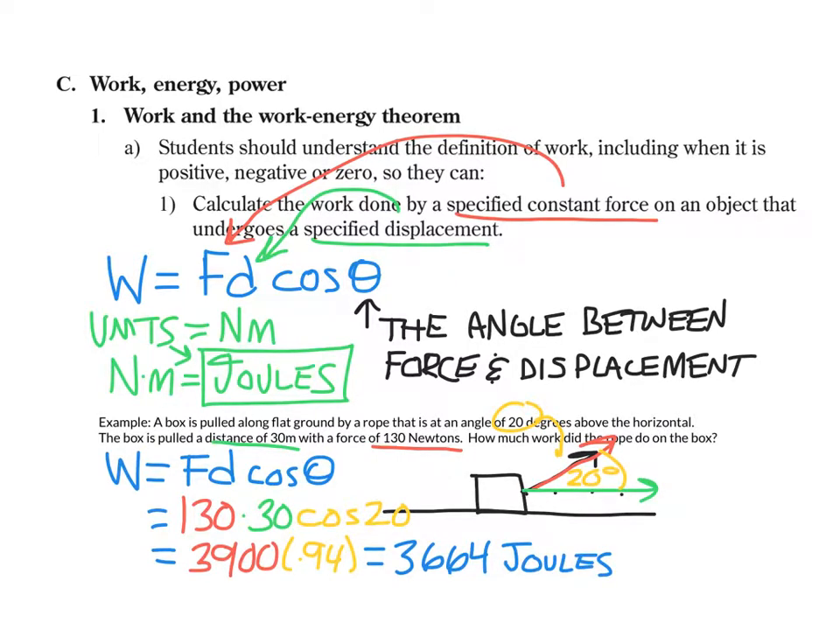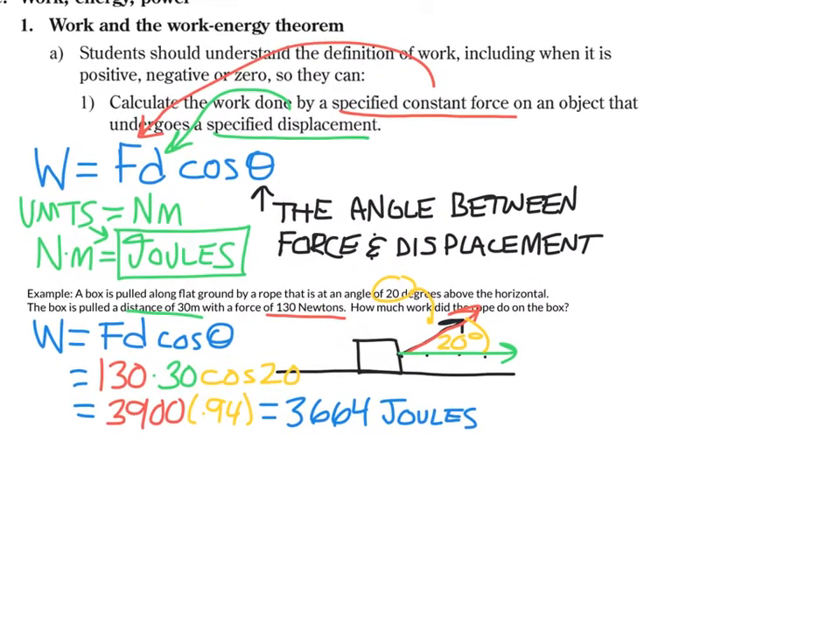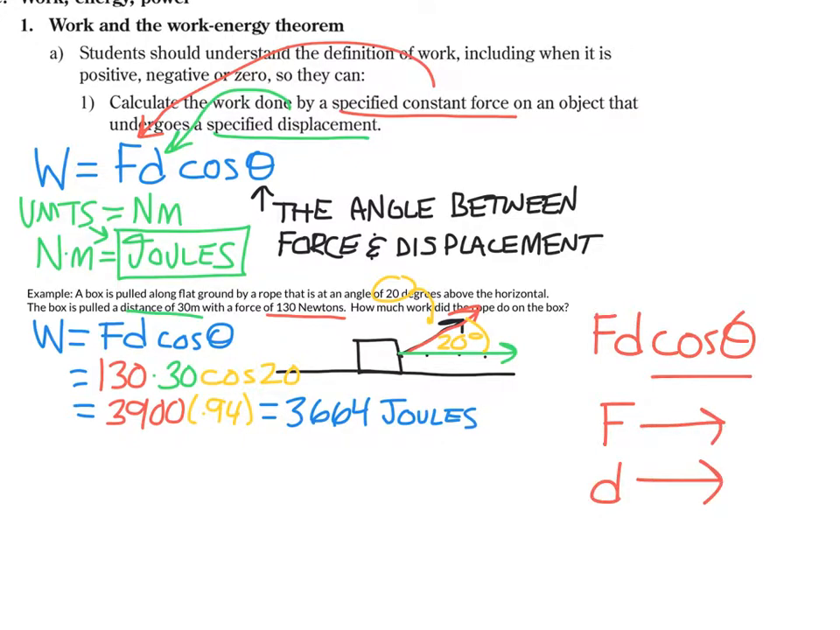Okay, now here's a question. Why do we have to do this cosine theta piece? Remember, our equation is F D cosine theta. We use cosine theta because the force has to be in the same direction as the displacement if work is going to be done. Well, in our example here, the force was not in the same direction as the displacement.